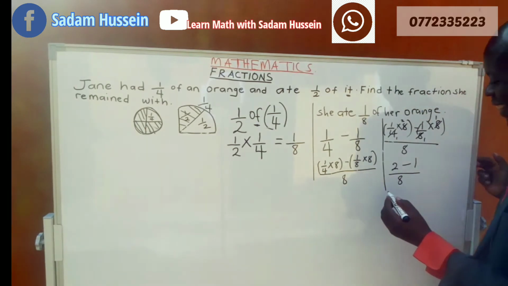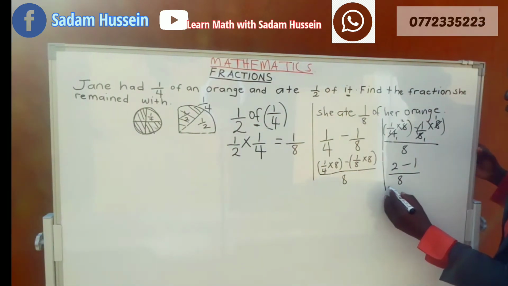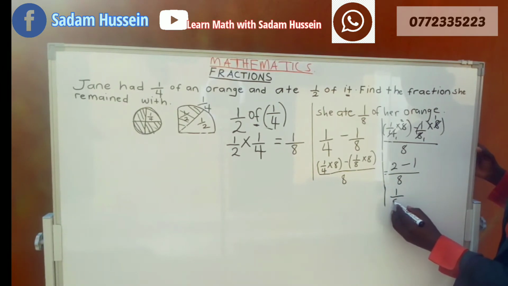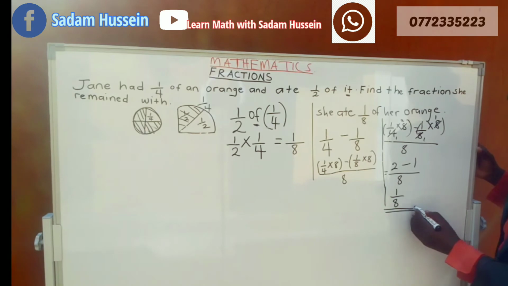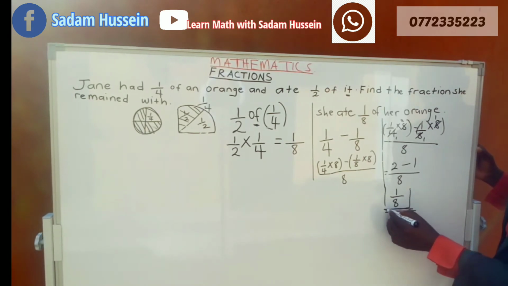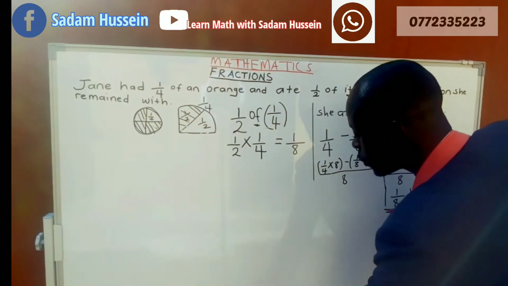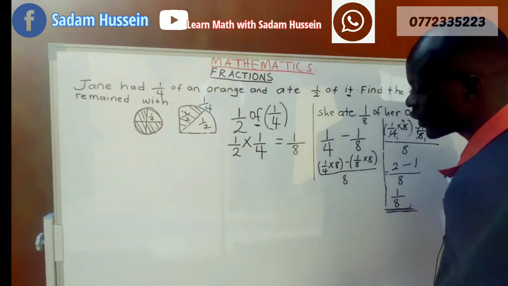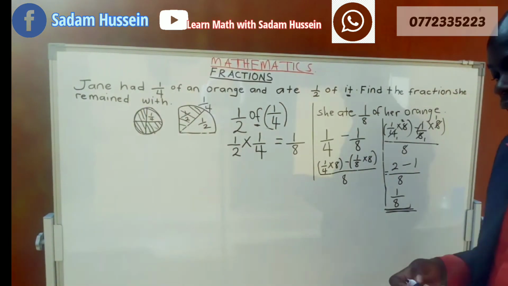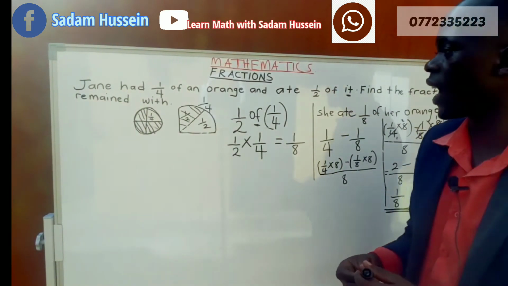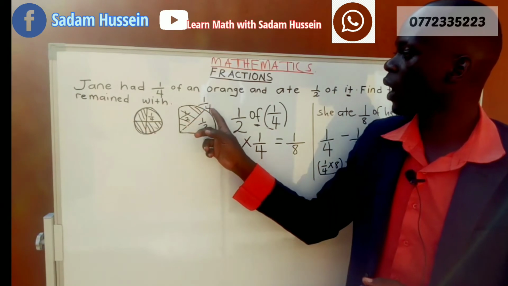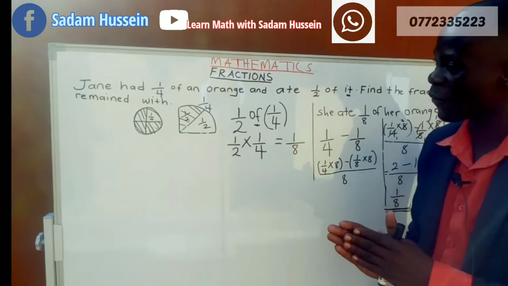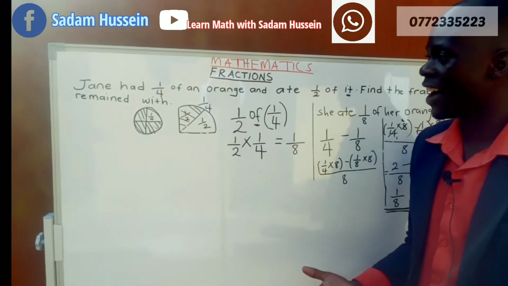Are we moving on well? Yes. Then what is 2 minus 1? 2 minus 1 is 1 out of 8. So that 1 out of 8 is what Jane remained with. She ate an eighth and remained with an eighth. Remember, she ate a half of what she has. So when you divide a quarter by a half, you get 1 out of 8. She ate exactly halfway of what she had.